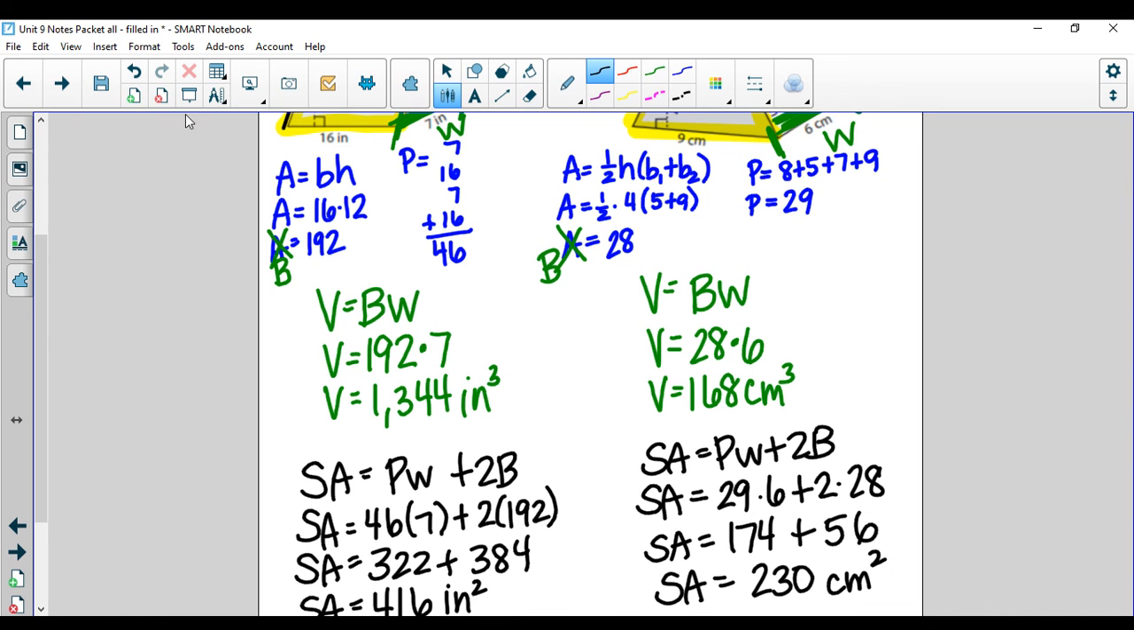So you can see it's nice that we've done all the preliminary work here. It makes finding the surface area a little bit easier. But if you are starting from scratch, you know what things you're going to need to find. You're going to need to find the perimeter, the area of the base, and you're also going to need to identify that W value. Once you have those things, you can plug them right into your formula, and it makes it pretty easy to calculate the surface area of any given right prism.